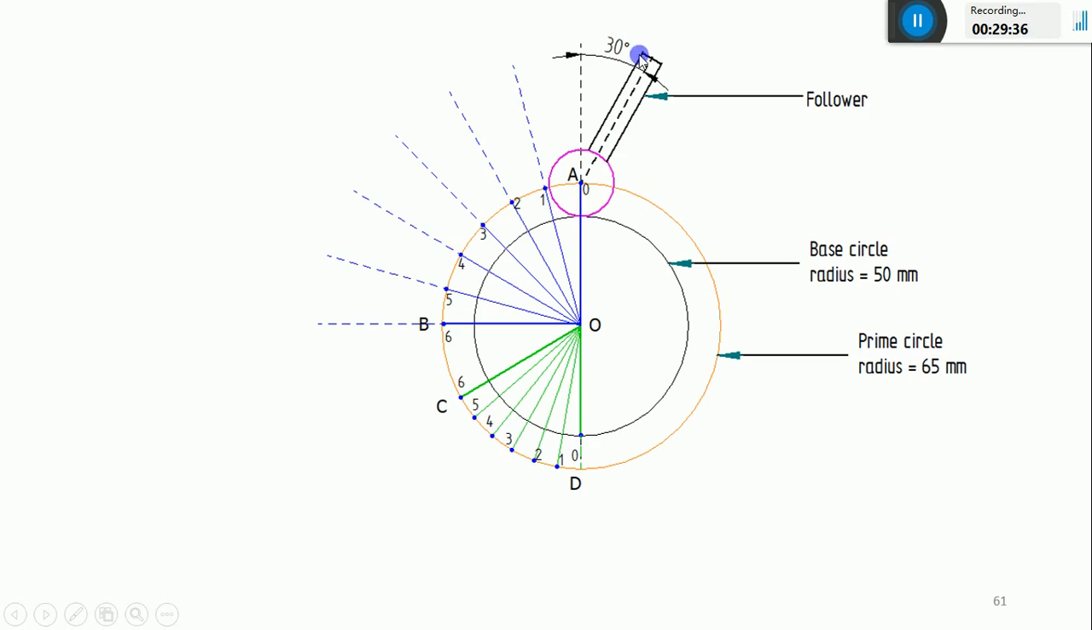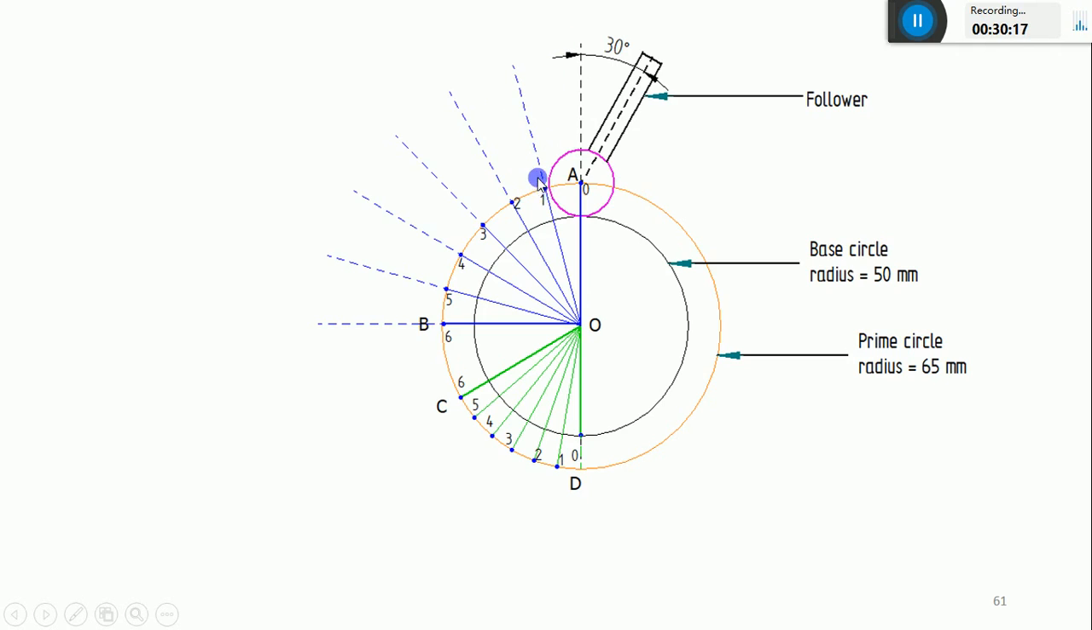Since the follower axis is at an angle of 30 degrees, I need to shift these extended lines towards the right by 30. In the previous case, you have seen the follower axis is vertical, correct? So in that case, no need to divide. Directly I can transfer the distances 1, 1 dash, 2, 2 dash, 3, 3 dash on these extended lines. But since in this case the follower axis is inclined at 30 degrees with respect to these radial lines, this also radial line. Now it is vertical, but it is passing through the center of the circle. It means these are the radial lines, correct? So you have to shift these radial lines towards the right by 30 degrees.